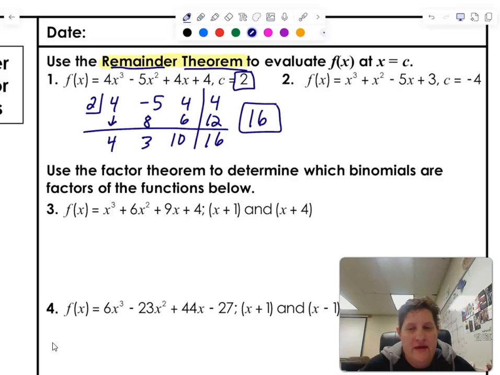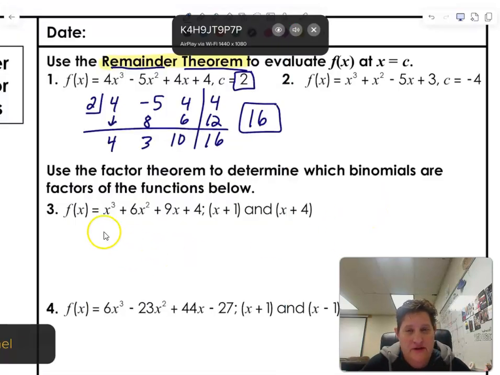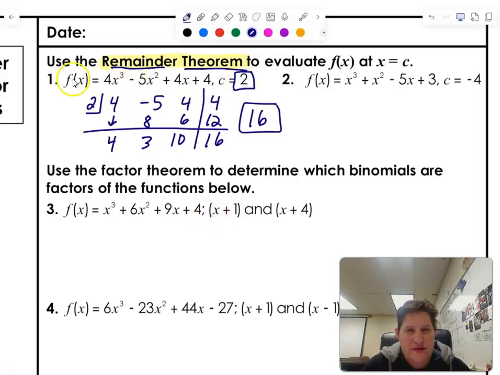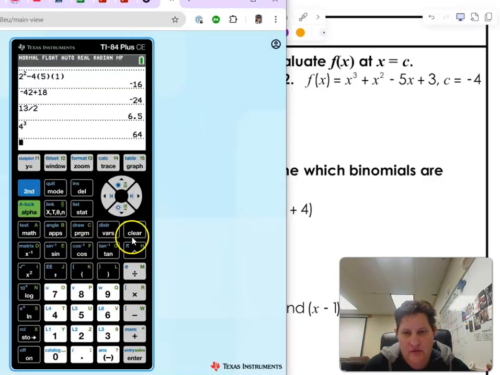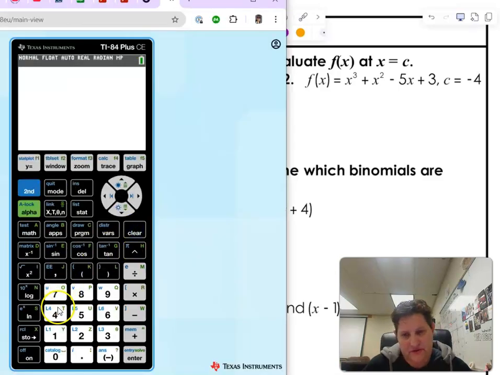Now, there is a way that you can check this. Anytime you want to check a synthetic division problem, what you're doing is basically just plugging 2 into this equation, okay? So I can go, let's see, it was 4 times 2 to the 3rd minus 5 times 2 squared plus 4 times 2 plus 4.